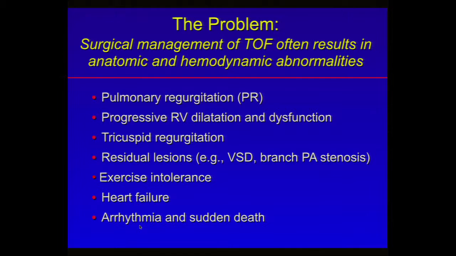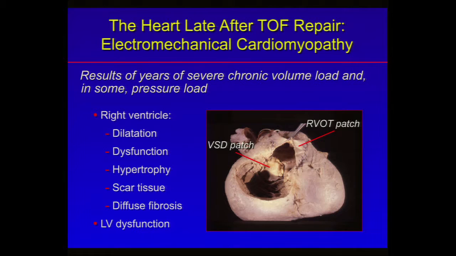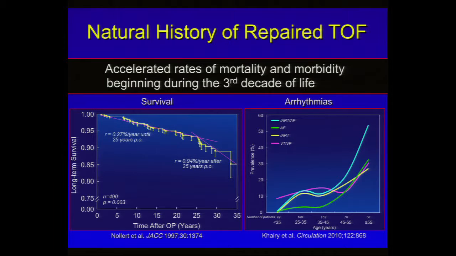And what you find in these patients is electromechanical cardiomyopathy. I'm showing you a heart from a patient with repaired tetralogy of Fallot who died of heart failure. You can see the massively enlarged right ventricle and severe right ventricular hypertrophy. And you see the patches. This patient basically died of cardiomyopathy. This is the data that demonstrate the point I made about late accelerated rates of mortality, and this is morbidity when it comes to arrhythmia burden.